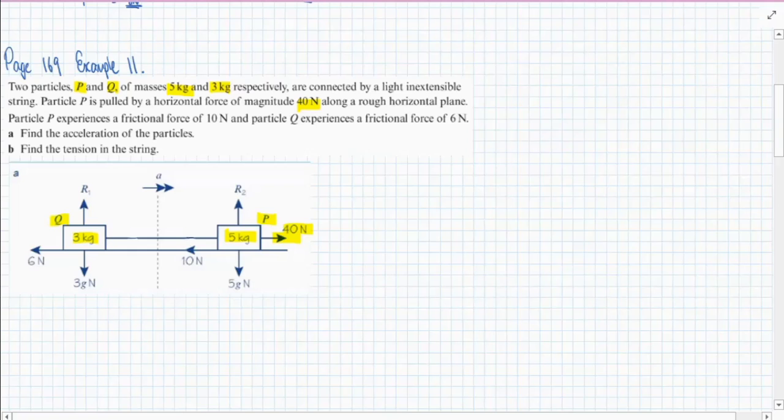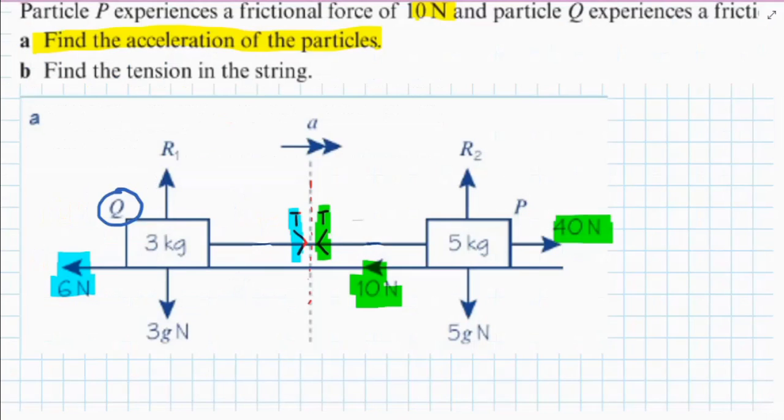Particle P experiences a frictional force of 10 newtons. So particle P is experiencing its frictional force of 10 newtons, and particle Q experiences a frictional force of 6 newtons. Here's Q, and here's its 6 newtons that is slowing it down. In part A, I'm asked to find the acceleration of the particles.